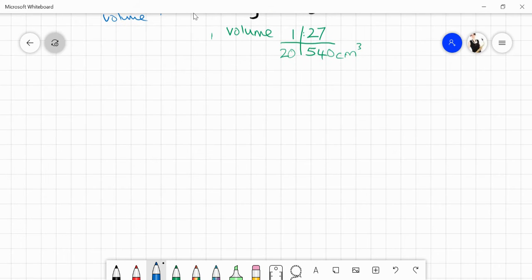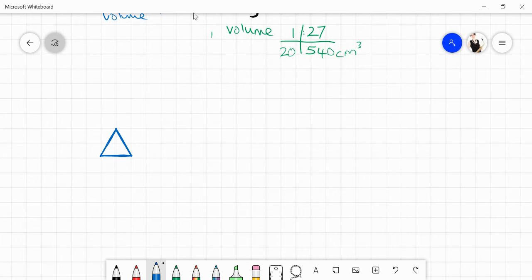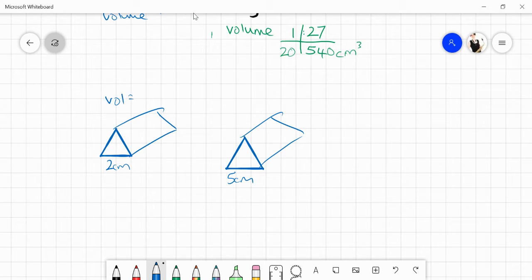Let me draw some triangular prisms. Here we go. Okay, so my triangular prism has a length of 2. I will put some centimeters on it this time. And this one, which doesn't look any bigger, but is much bigger because that corresponding measurement is now 5 centimeters. And the volume of the first shape is 100 centimeters cubed. And again, we're trying to find the volume of the second shape.